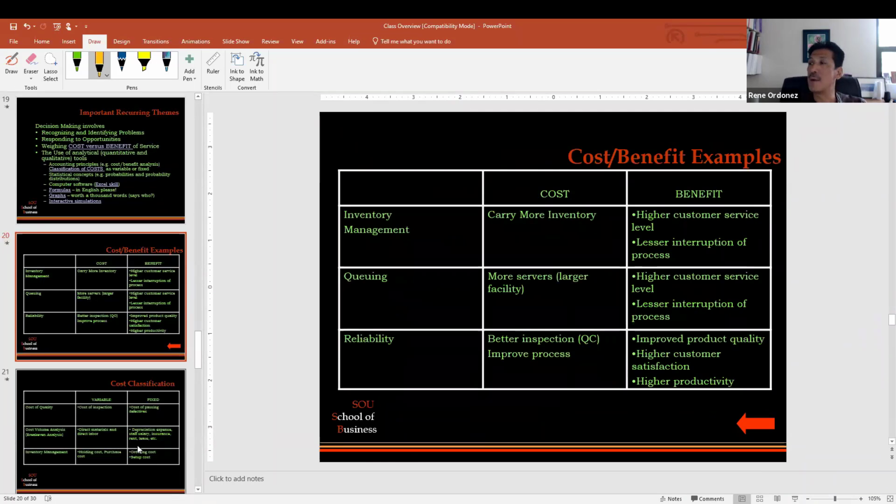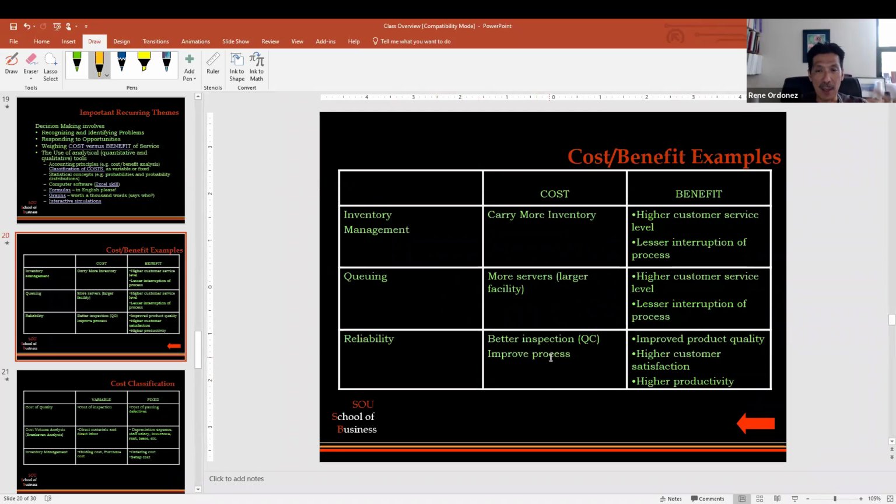So here are some of the cost-benefit examples. When we talk about inventory management, you try to weigh or balance the cost associated with more inventory versus the benefit, okay? Queuing theory, this is the waiting lines, study of lines. More servers, meaning larger capacity, and the benefit of larger capacity would be higher customer service, lesser interruption of process. But we know that with larger capacity, you're dealing with higher fixed cost, right?